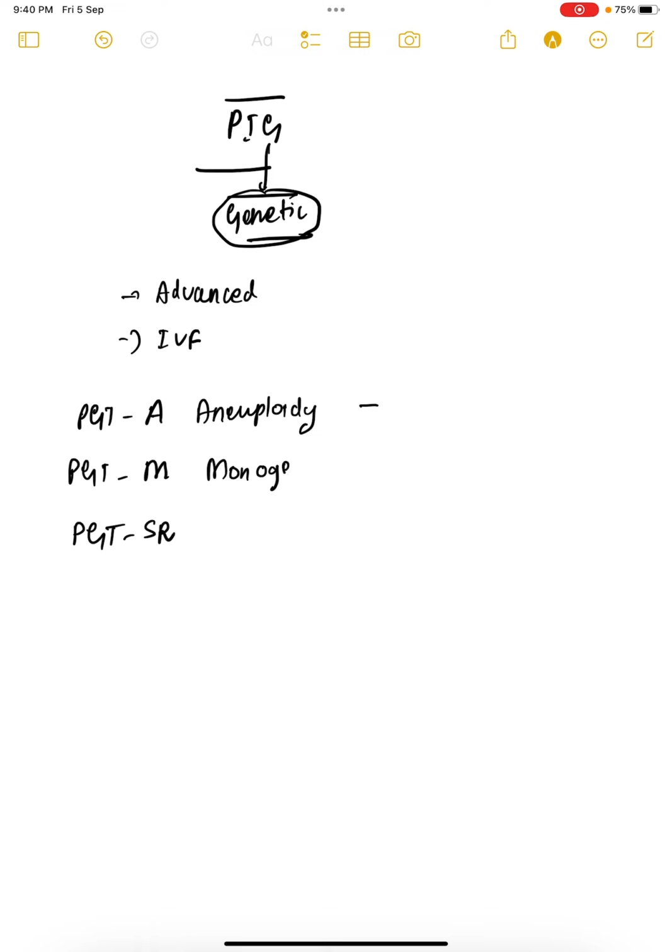Monogenic disorder. Monogenic means any single gene defect like sickle cell anemia, thalassemia, cystic fibrosis. Structural rearrangements. Structural rearrangements means any inversion, deletion, addition, translocations, balanced translocation. All of this you can detect in structural rearrangements. Okay, so this is about the types of pre-implantation genetic diagnosis.